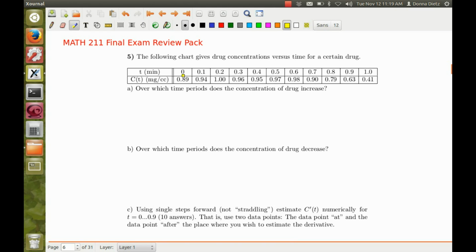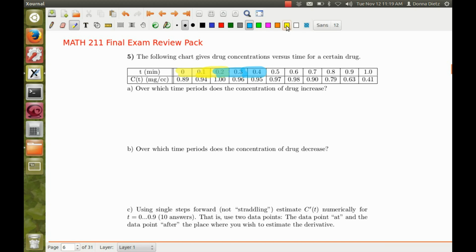So for example, over the period of time from 0 to 0.1, we have an increase. And from 0.1 to 0.2, we have an increase. But then from 0.2 to 0.3, we have a decrease. So the number 0.2 occurs in both, right? It occurs on the upswing and the downswing. So here's the rest of this downswing, right?